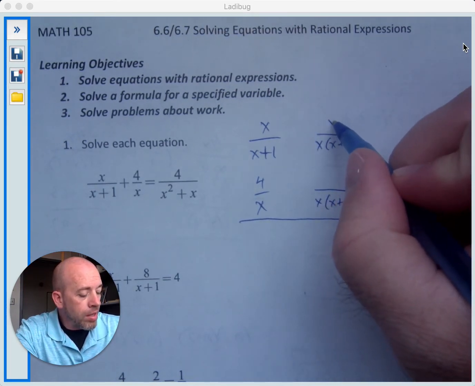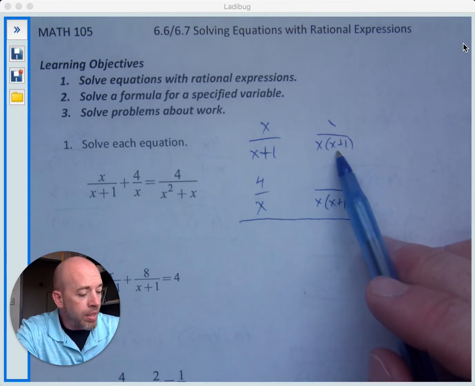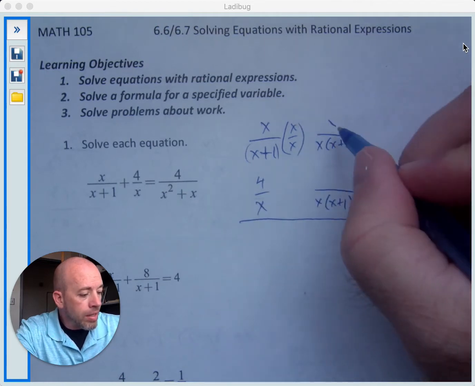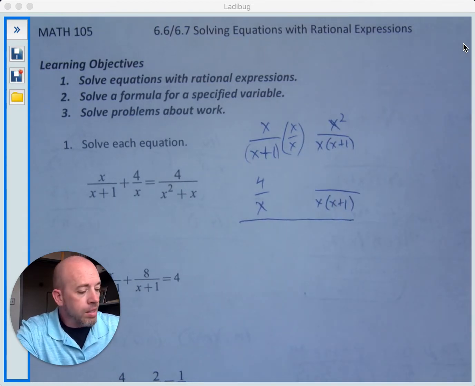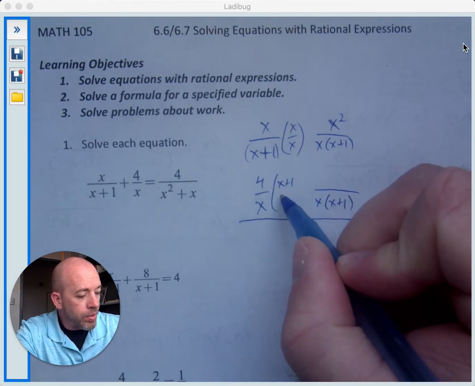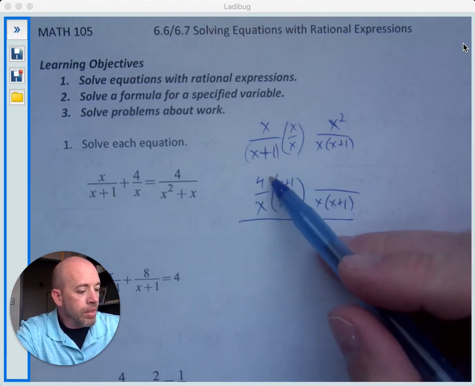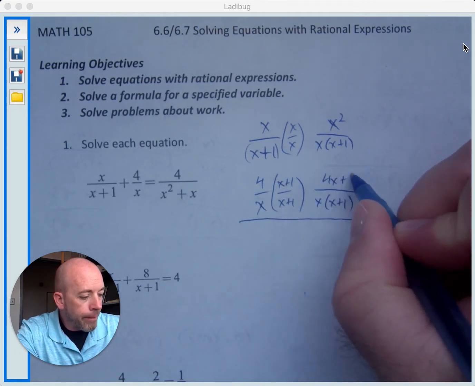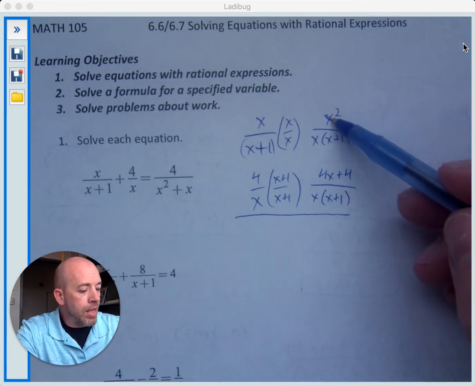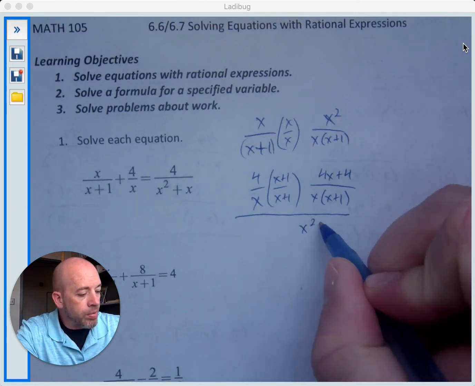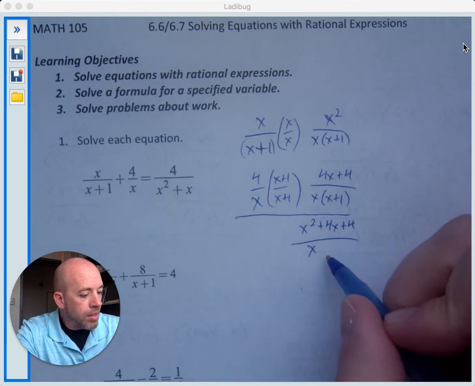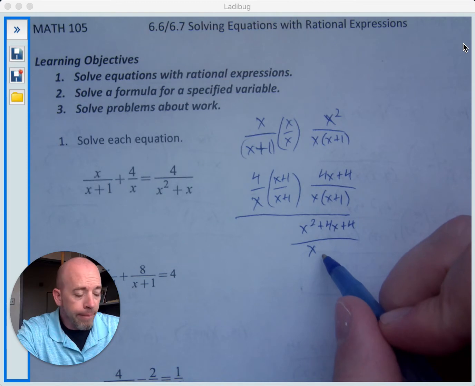Numerators: to get this denominator, we need to multiply this by x over x, right? So then we have an x squared up here. To get this denominator down here, we need to multiply by x plus 1 over x plus 1. So then we get a 4x plus 4. Alright, and so now we can add our numerators. We get x squared plus 4x plus 4 over x times x plus 1, right?